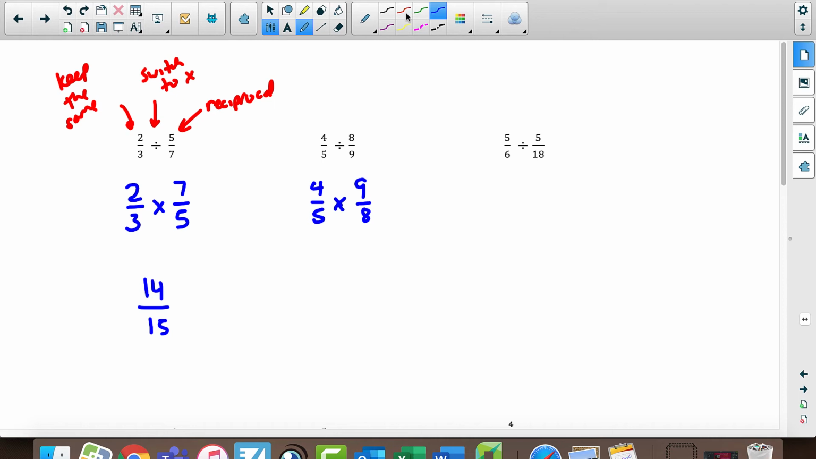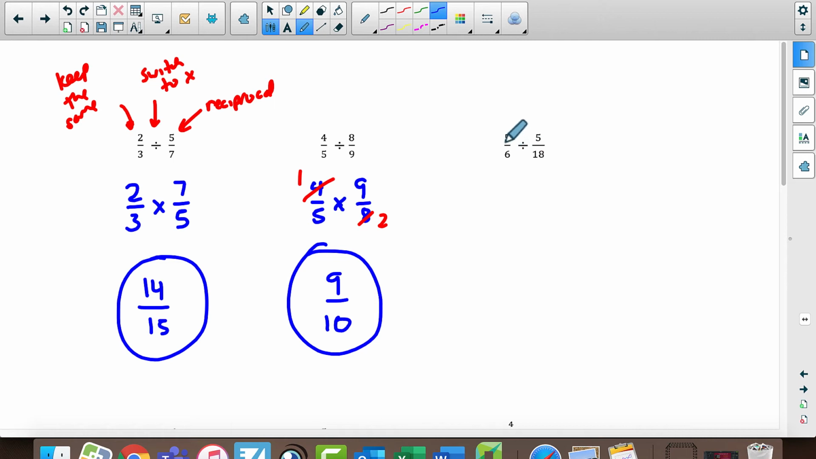I can look for ninja slicing. Can I do any ninja slicing? Yeah, I can, the 4 and the 8. Divide them both by 4 and I get 1 here, and 8 divided by 4 is 2 on the bottom. And now I can multiply. Right across the top, 1 times 9 is 9. Right across the bottom, 5 times 2 is 10. Finished.